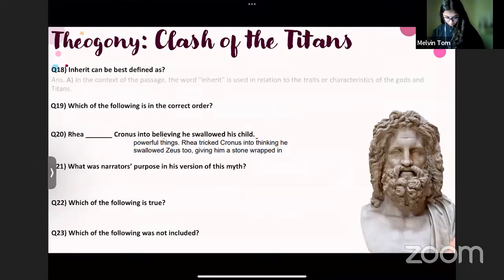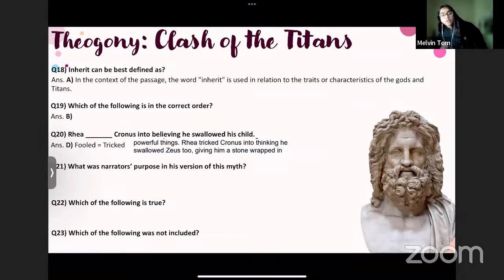Okay. Question 20 is D. So if you look at the paragraph, Rhea tricked Cronus into thinking he swallowed Zeus. Tricked. The direct synonym of tricked is fooled.